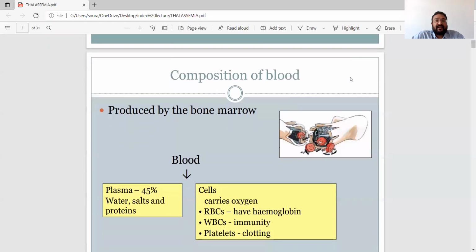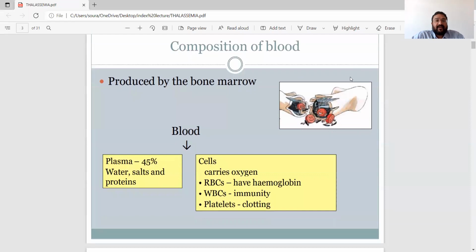Before discussing thalassemia, I would like to discuss the composition of blood. We know that blood is produced in the bone marrow and it is made of two parts: plasma, which is approximately 45% of blood and is made up of water, salts, and protein. And second is cells, which carry oxygen and are made up of RBCs, WBCs, and platelets. The function of RBCs is to carry oxygen to different tissues of the body. WBCs play an important role in providing immunity, and platelets play an important role in clotting of the blood.